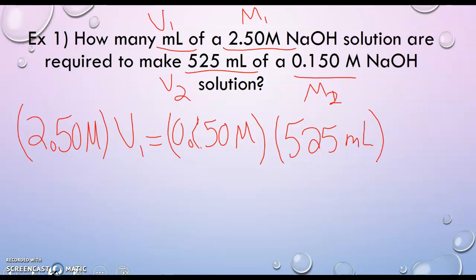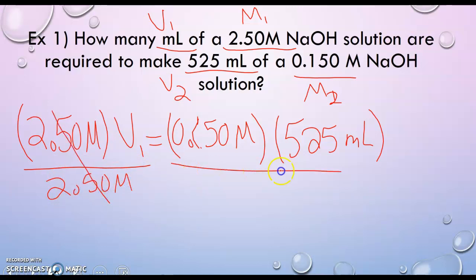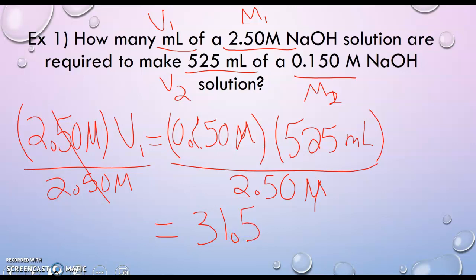All right, so how do we isolate V1? We have to divide by M1 on both sides to cancel. So multiply your two numbers on top, divide by what's on bottom. You'll notice the molarities cancel each other. For significant figures, look for the least amount of sig figs. It looks like they're all 3. So in this case, our number comes to 31.5. And because the other volume was in milliliters, this will also be in milliliters.